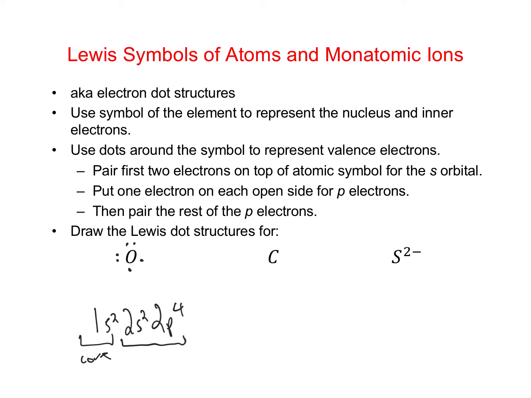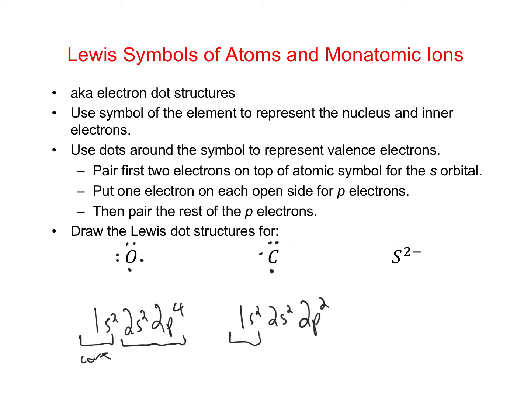A carbon atom has 4 valence electrons, right? It's 1s2, 2s2, 2p2. The 1s2 is core, so I don't represent those in the Lewis structure, but then I would put 2 dots for the 2s, and then it has the 2 2p electrons.